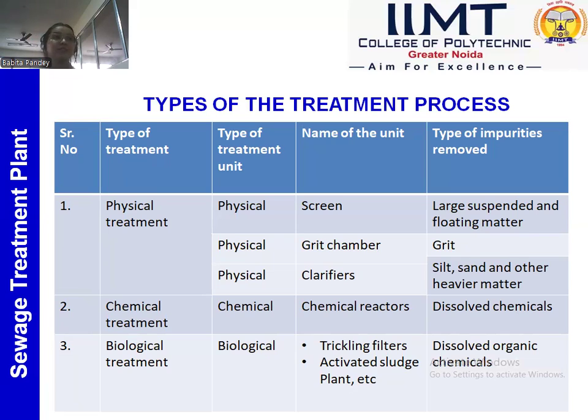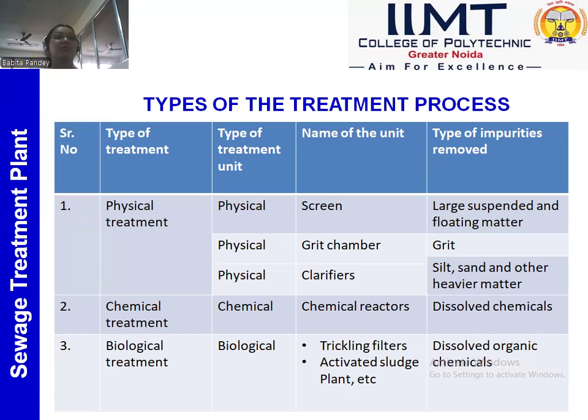Okay, firstly, physical treatment. That is your primary treatment. In that treatment, what are the things which happen? Firstly screening, then the grit chamber, and it also has clarifiers. Then the second treatment is your biological treatment, in which the organic matter gets decomposed with the help of microorganisms, and the rest of the water is moved forward. And we use some filters like trickling filter, activated sludge, oxidation pond, etc.